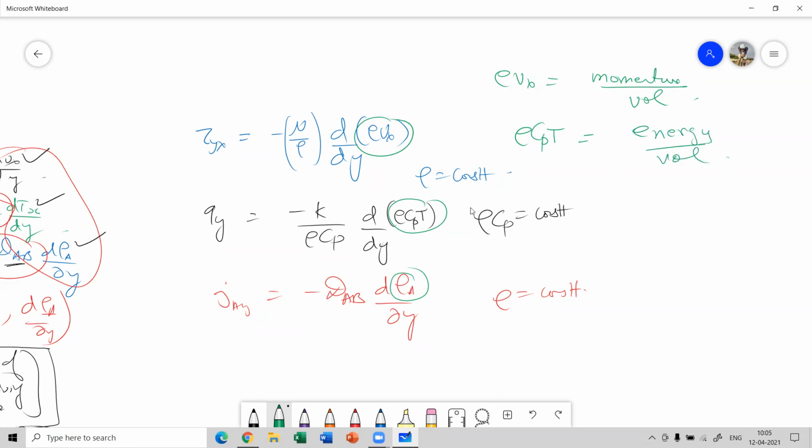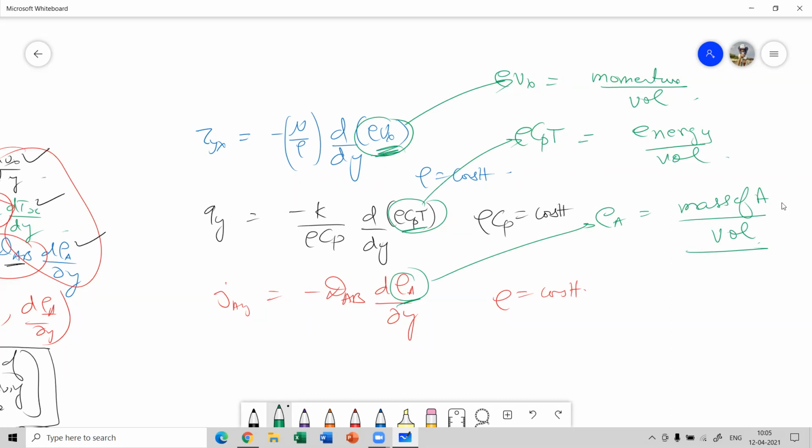And if you look at this rho, it is this thing. If you look at this rho A, what is rho A? It's mass of A per unit volume. So all these terms which are appearing over here are basically your momentum, energy, and mass, all three standard terms per unit volume.